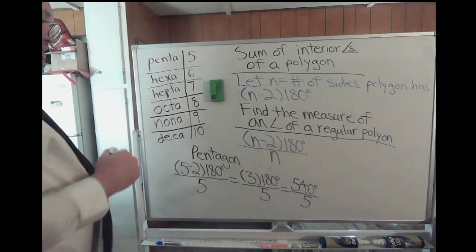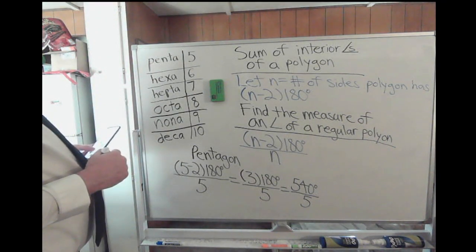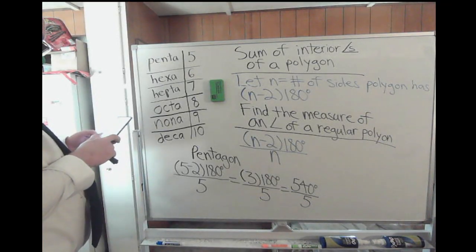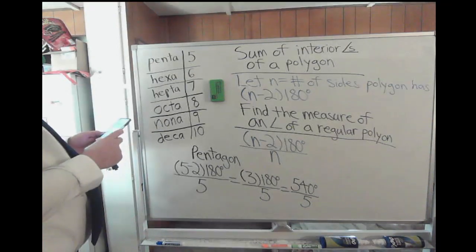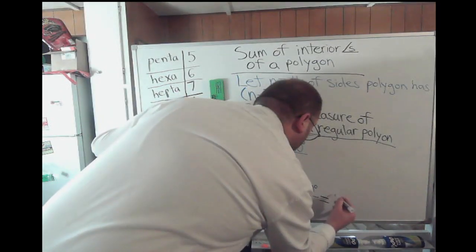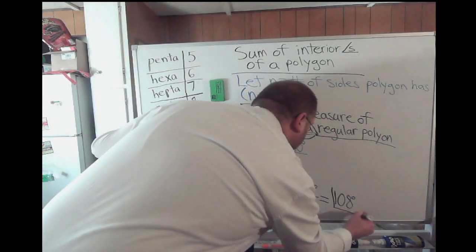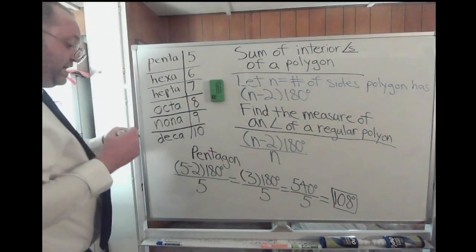Let me see what the heck that is. I think I know what it is, but let's just be sure. Yep, 108. So each angle of a regular pentagon has an angle measure of 108 degrees.